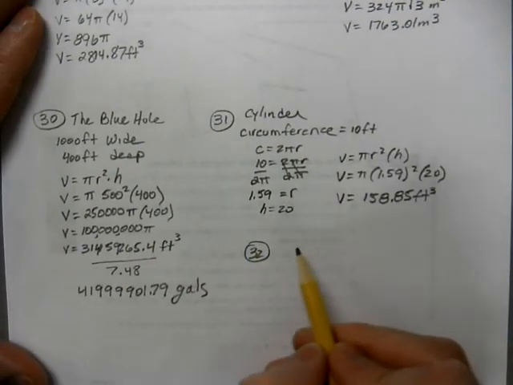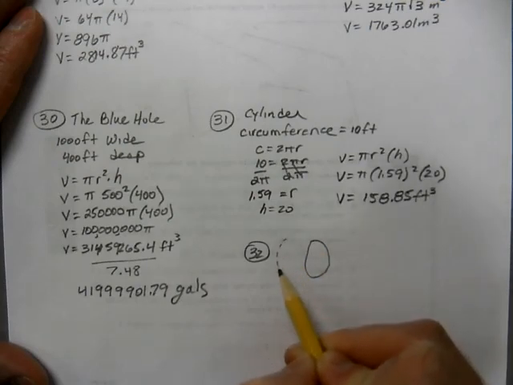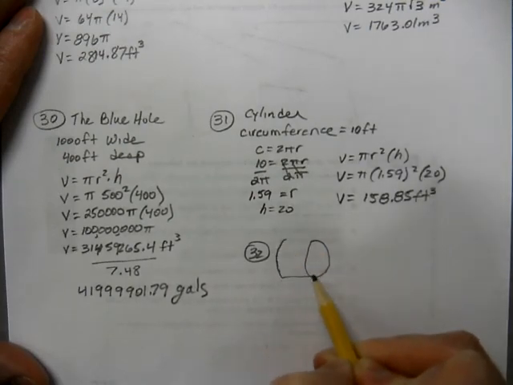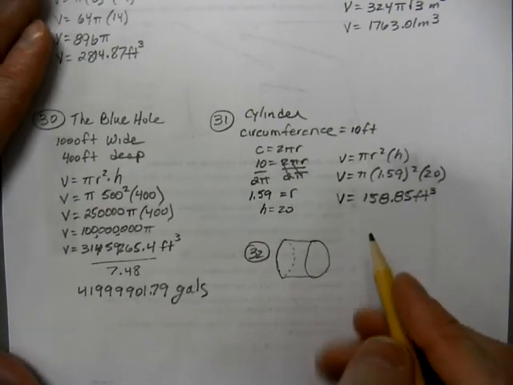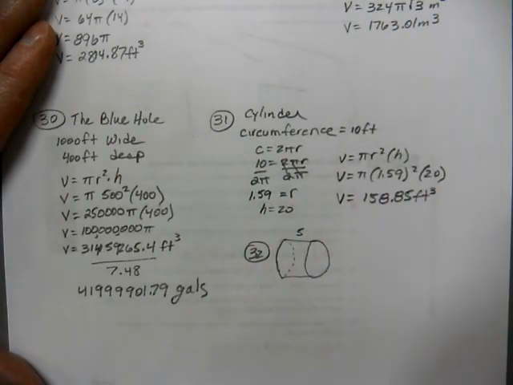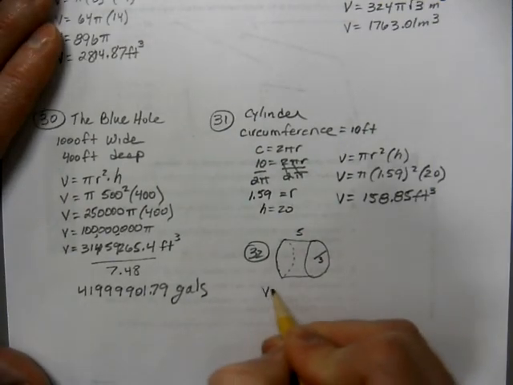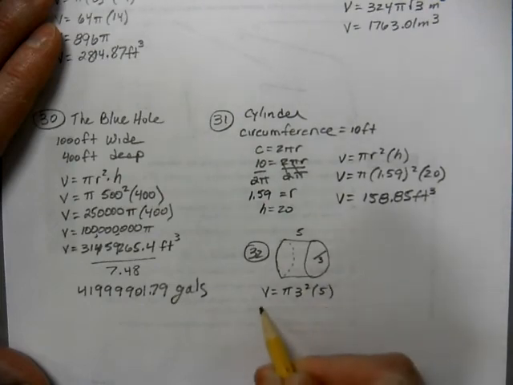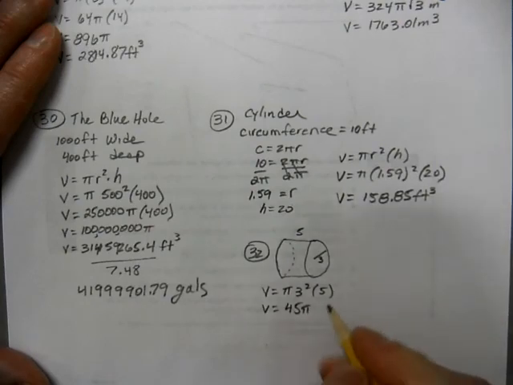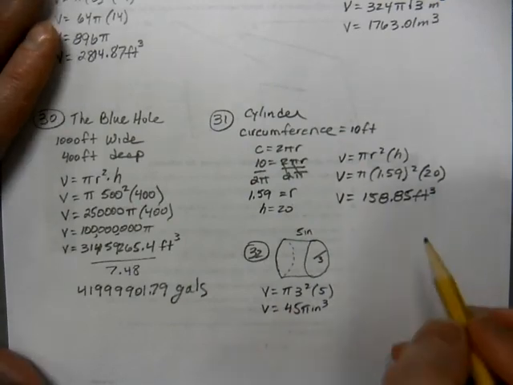For number 32, essentially we have this cylinder. It's made by spinning a card that has a height of 5 and a radius of 3. So the volume equals pi r squared times 5. 9 times 5 is 45 pi, and these are inches, so it's inches cubed.